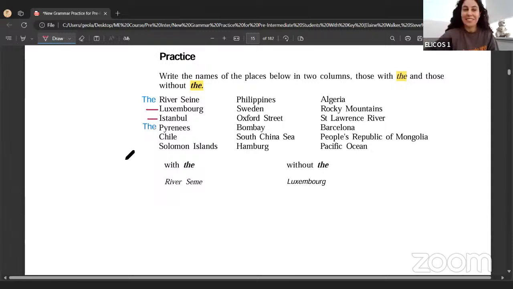And Chile, from where you're from, Javiera, we don't say the Chile. It's a country. Just Chile, you know, I love Chile. I want to go to Chile. I'm from Chile. Any sentence that you make, never put an article in front of a country.